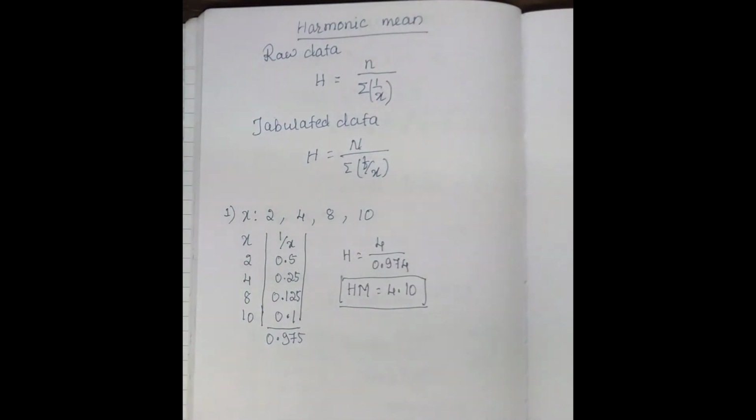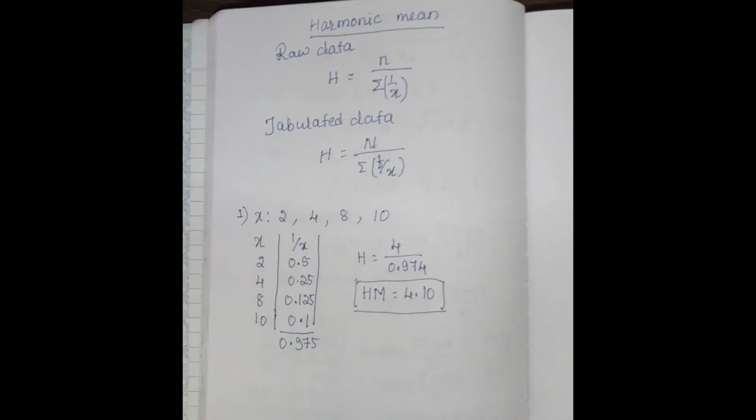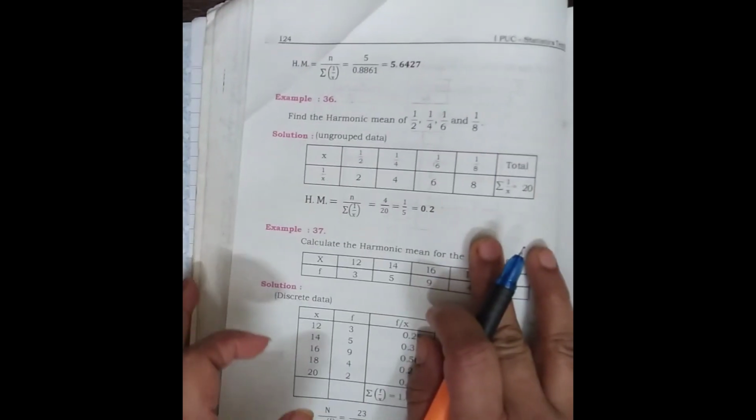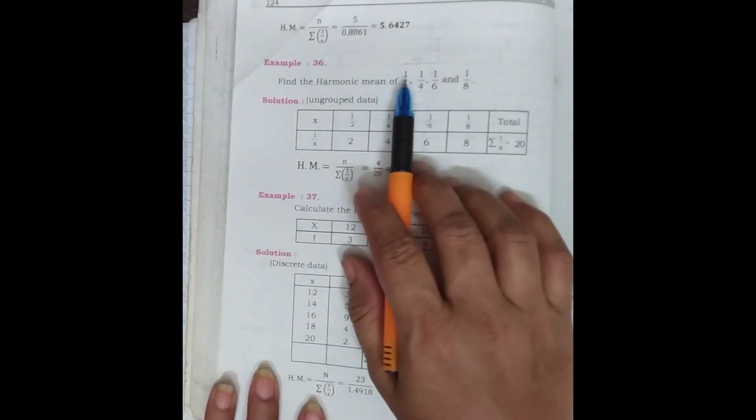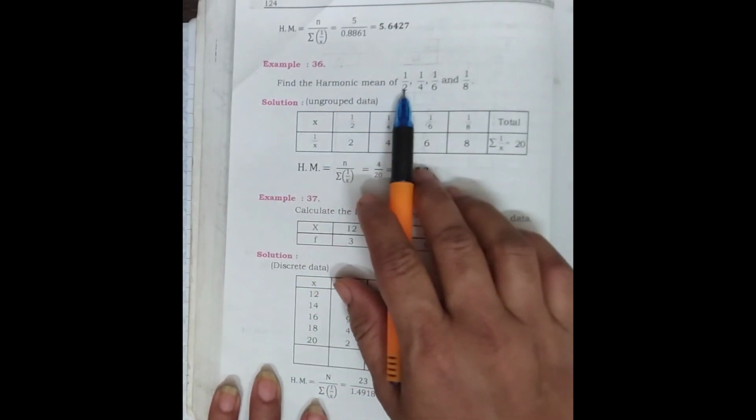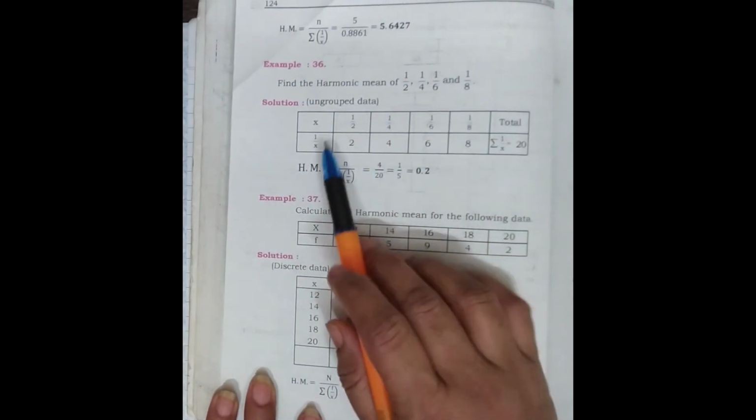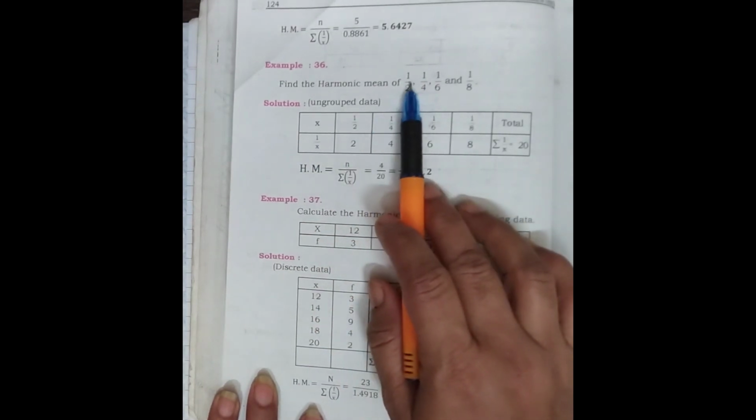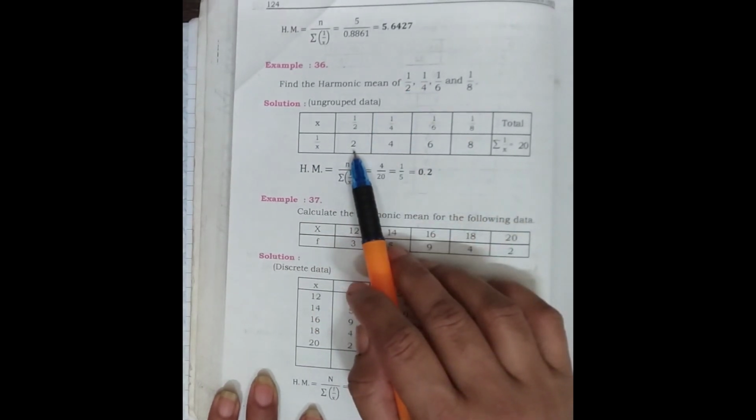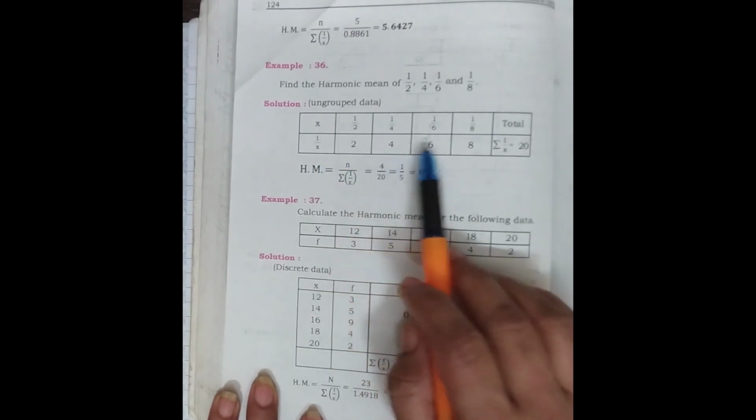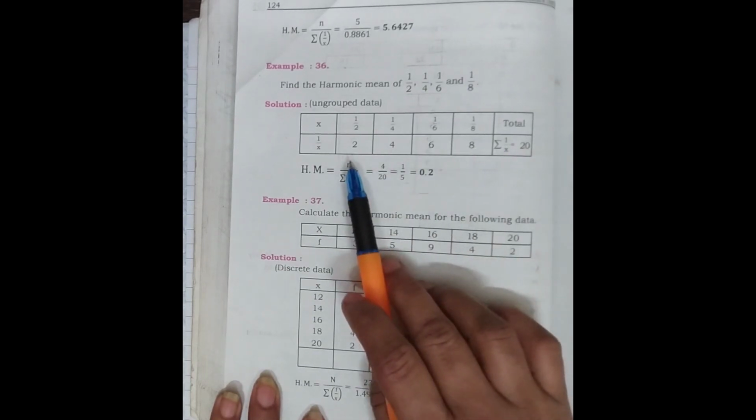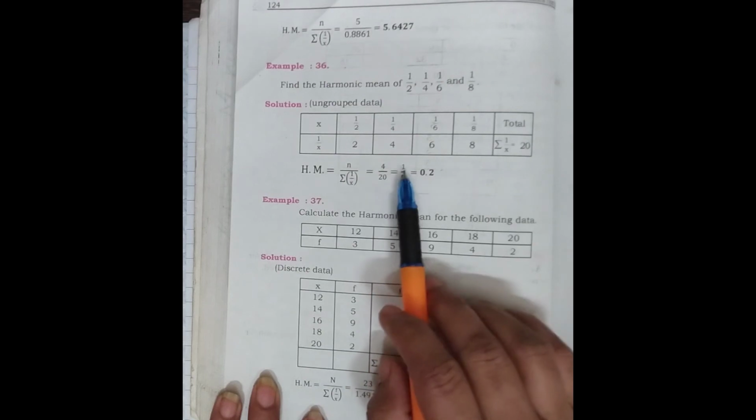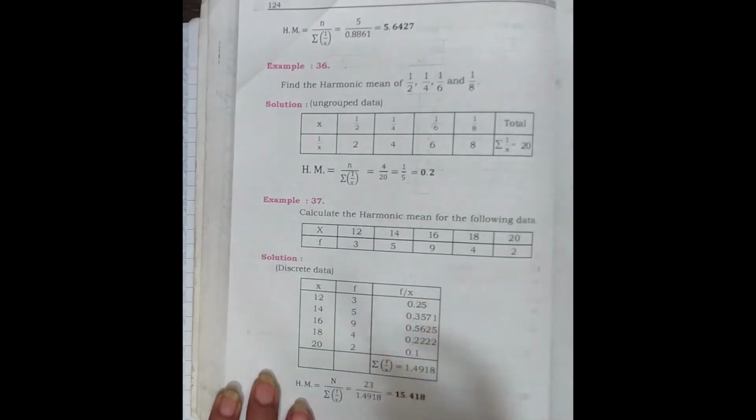Then what is tabulated data? How to calculate tabulated data? I will take it from the textbook. Okay, this is one example given: find the harmonic mean for raw data, 1 by 2, 1 by 4, 1 by 6 and 1 by 8. When we consider a denominator of a denominator, that comes as a numerator. 1 by x we consider 2, 4, 6, 8. Then the total of 1 by x is 20. N divided by summation of 1 by x is 20, that is 1 by 5, that is 0.2 is the answer.